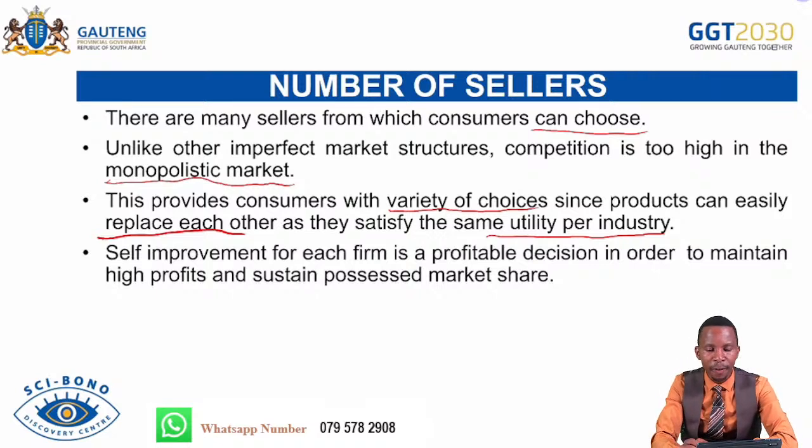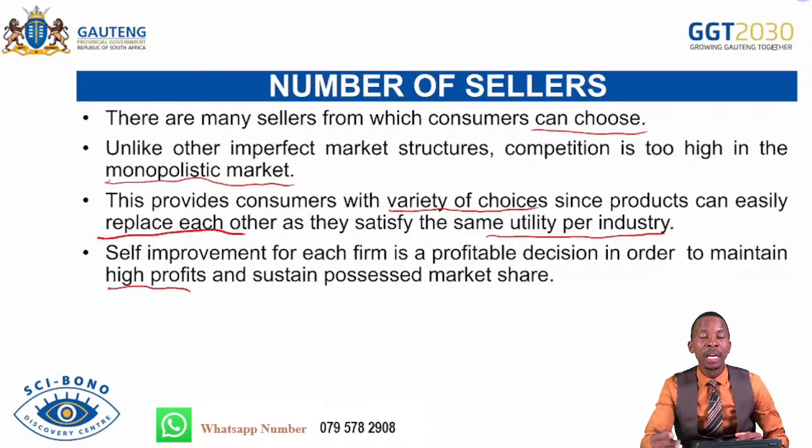Self-improvement for each firm is a profitable decision in order to maintain high profits. So each firm invests in developing itself. It is very important for the firm to mind its own business by doing what? By developing its own product so that it can keep its consumers, maintain its market share, and keep its profits high. If a firm cannot improve while other firms are improving, it will lose its market share to rival firms or competitors.